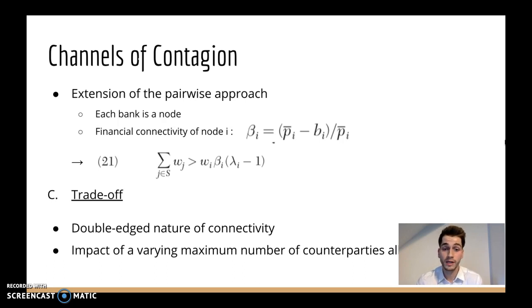It was discovered that there exists a positive and non-monotonic relationship between the total number of failures and the maximum number of counterparties allowed when the system is shocked by the failure of the most interconnected bank. A lower cap increases the size of the core and decreases the exposure between core banks.